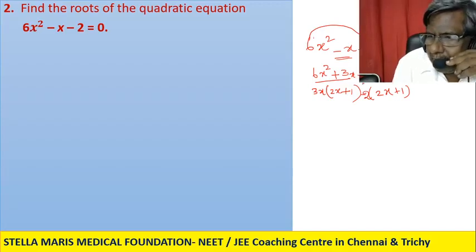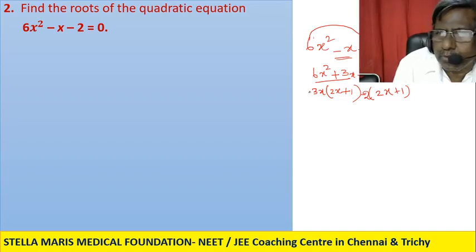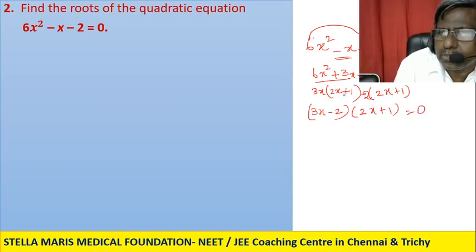Clear? I want Sai to understand this. Sai, it's okay. Sai and Abhishek, Shivakumar are able to. So now it will be like this: 3x minus 2, 1 into 2x plus 1, 0. So you take 2x plus 1 common, and 3x minus 2 will be like this. So now either 3x minus 2 is equal to 0 or 2x plus 1 is equal to 0. So 3x is equal to 2, or x is equal to 2 by 3.